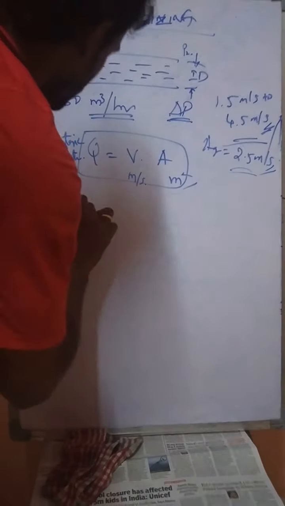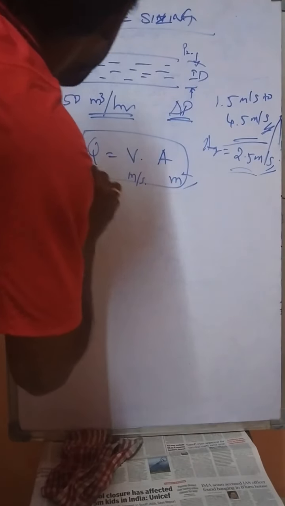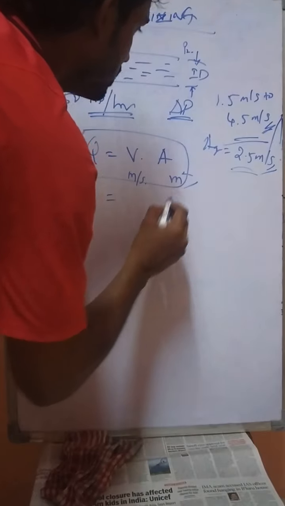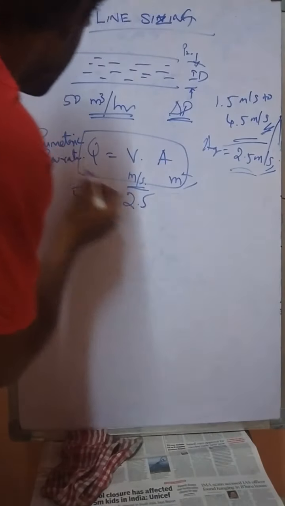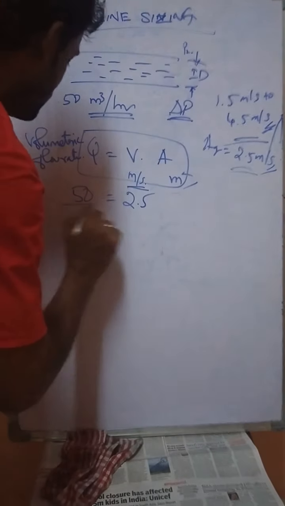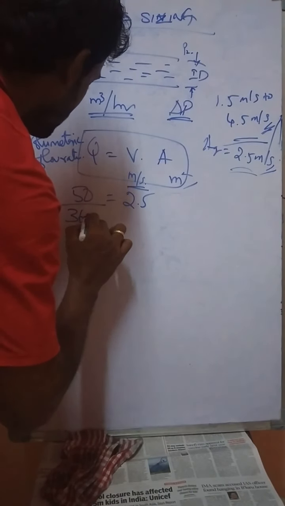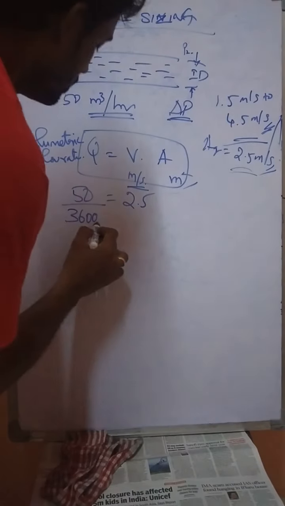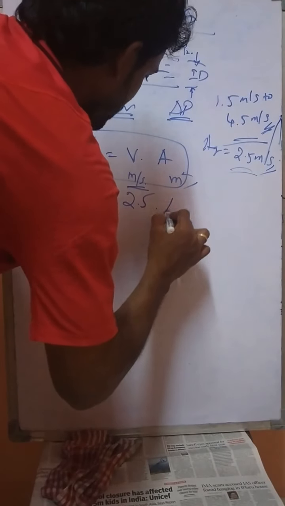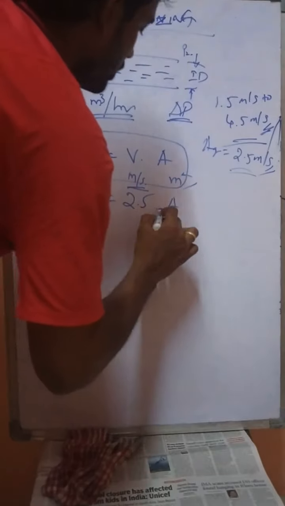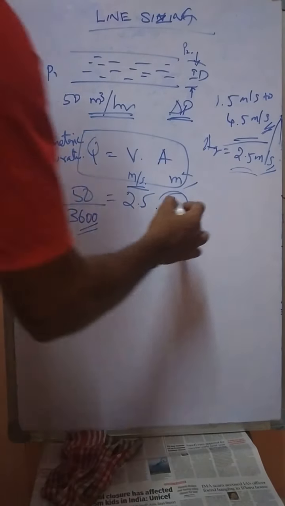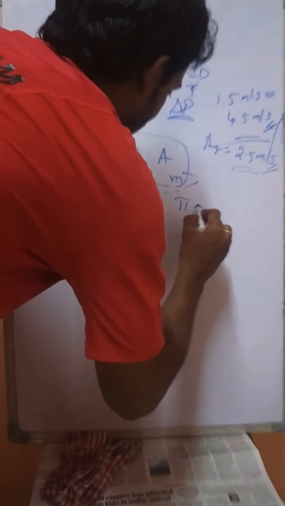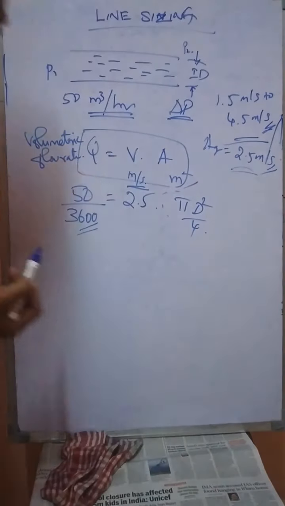So apply this formula. 50 meter cube per hour is equal to velocity. We have taken 1.5 meter per second. So here this is meter per second, this is meter cube per hour, so we have to convert this to meter cube per second by dividing by 3600. Now the area is what we are going to find out. So replace the area with the formula, that is pi d square by 4.